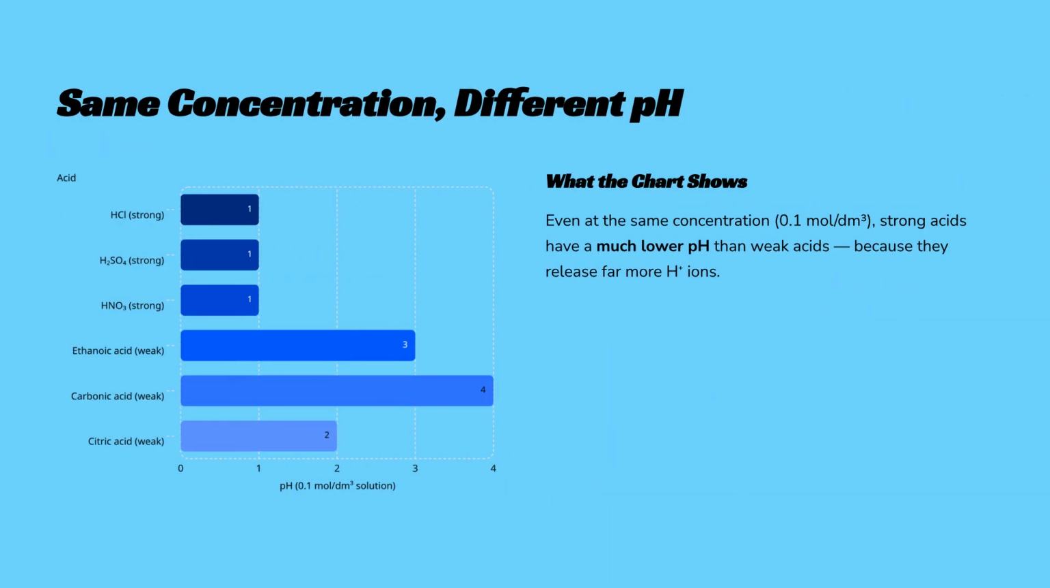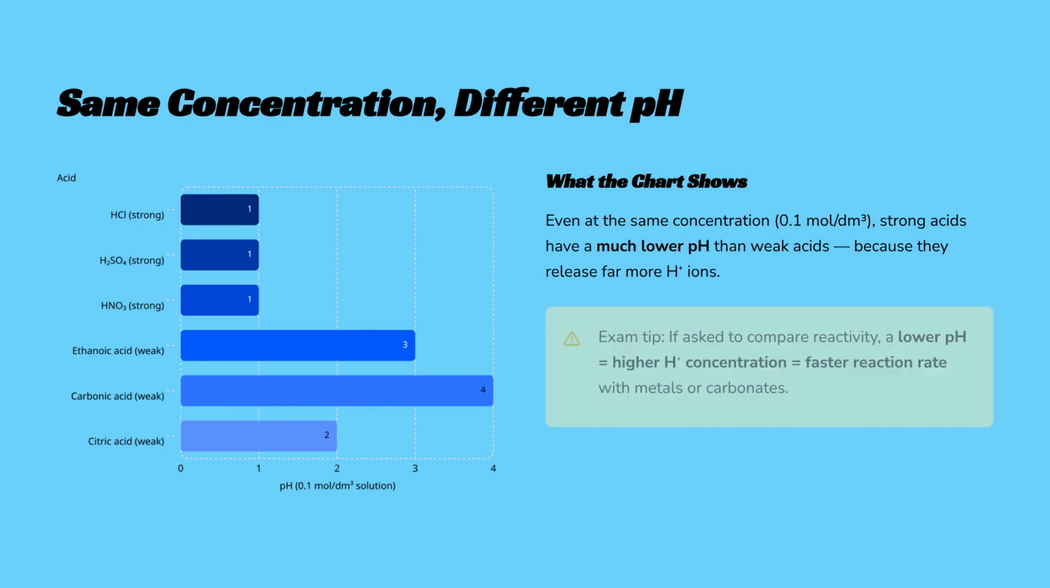symbol. The chart shows that even at the same concentration, strong acids have a much lower pH than weak acids because they release far more hydrogen ions. A lower pH means a higher H+ concentration and a faster reaction rate.